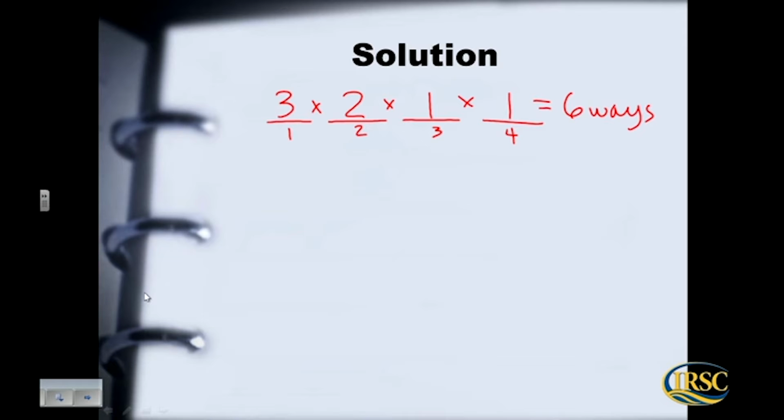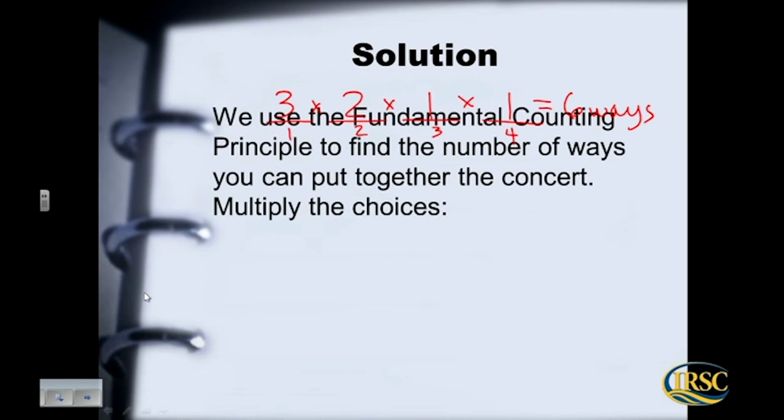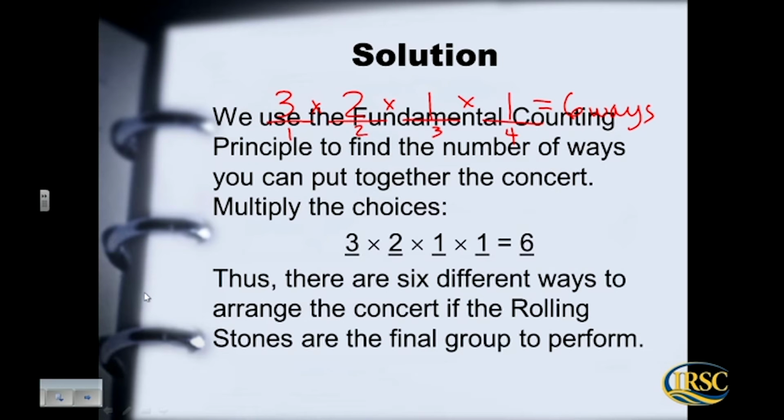So notice that this time my numbers went down by however many choices I had left. So that's important. And notice that I didn't have any blanks. I didn't have any spaces that were left blank. You will always have a number that goes in one of those spots. So that's something to keep in mind when you're doing this. This is just my explanation of what I just did in words. Okay, so there's 6 different ways to arrange the concert.